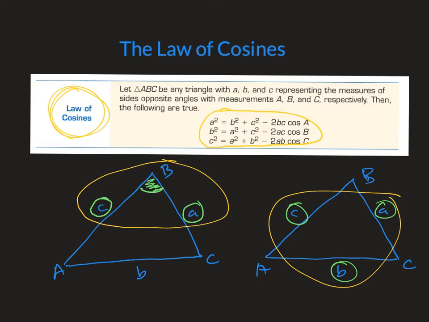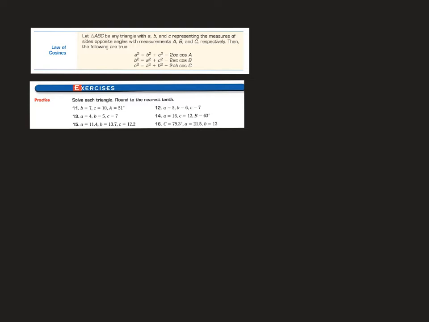All right, let me show you a couple of the homework problems. I'll do them for you for free, and then you can get going with your assignment. So I'm going to start by working on number 11 here. We're given B is 7, C is 10, and angle A is 51.